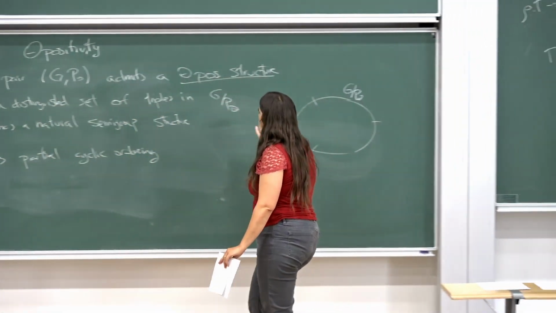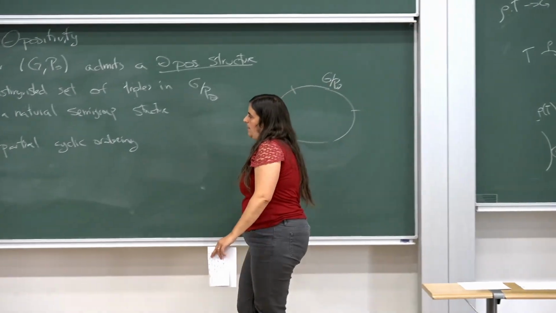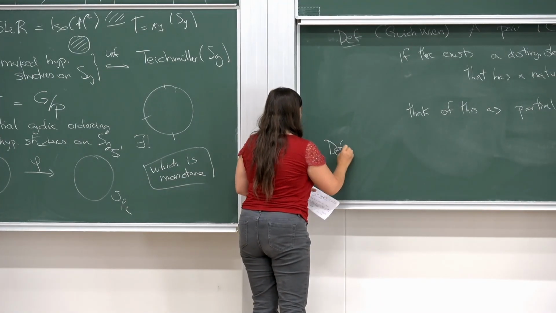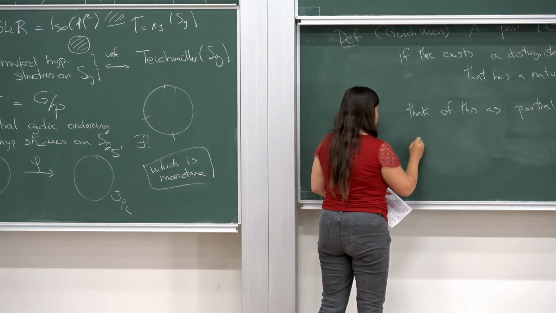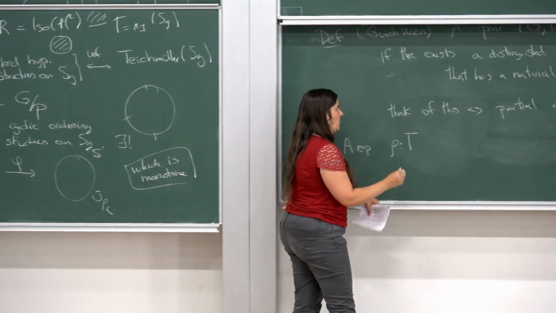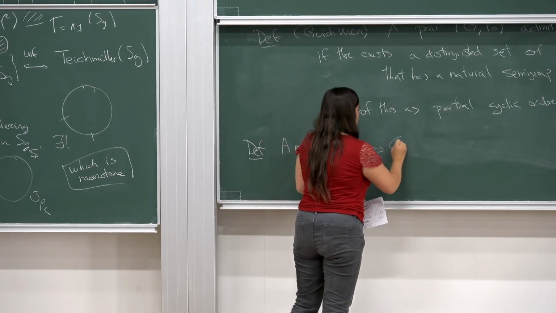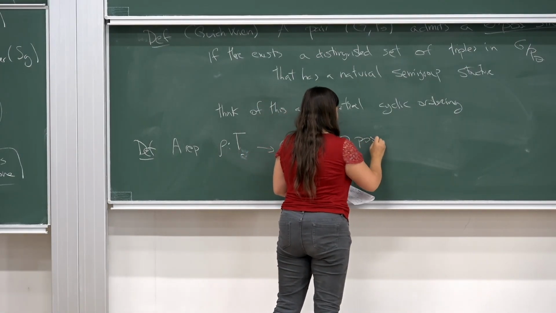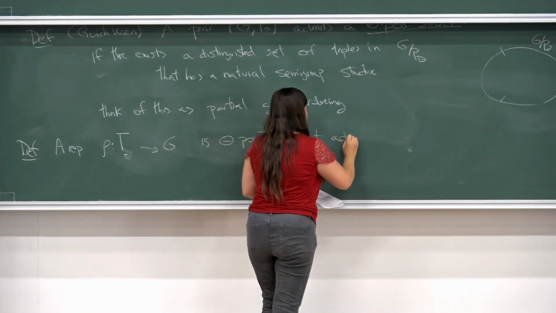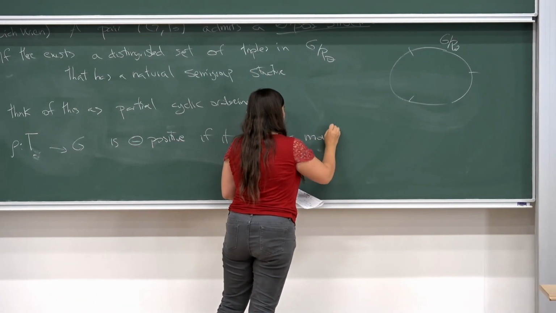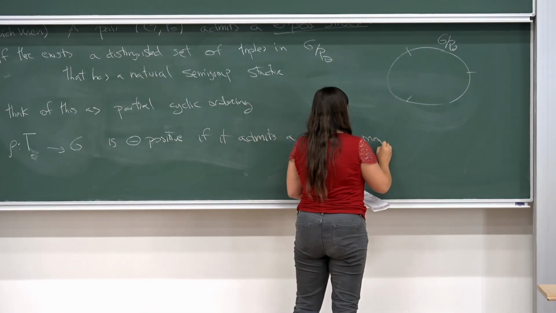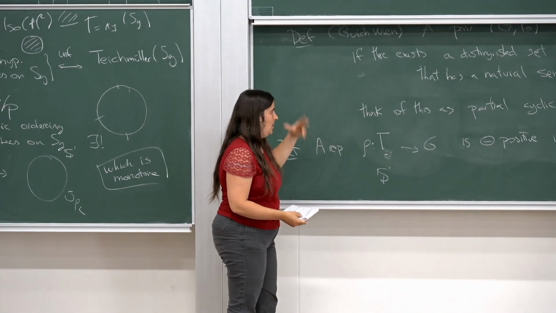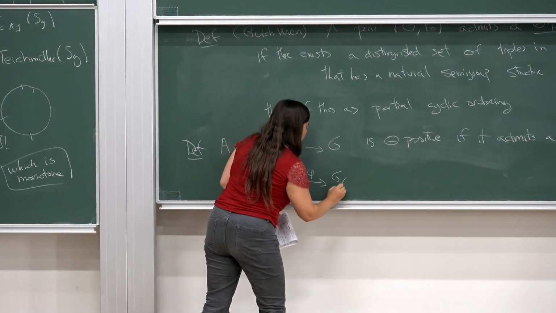So the idea is really that when you have something like this, you can define that a representation, remember I wanted to look at representations from the fundamental group gamma of a surface into G, is theta positive if it admits a monotone equivariant map from S1, which is the boundary of gamma in any chosen hyperbolic structure, to G mod P theta.